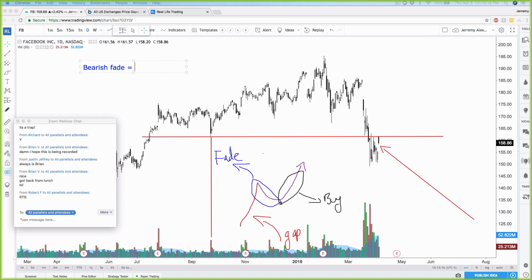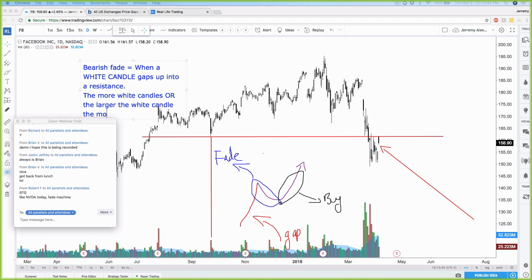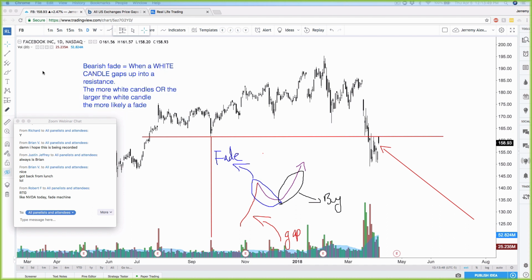A bearish fade is when a very specific white candle gaps up into a resistance. The more white candles, or the larger the white candles, well, I could just say bullish candles. The more white candles or the larger the white candle, the more likely a fade. So that's what I refer to as a bearish fade. And sometimes I'll slip up and call it a bullish fade by accident, but that is a bearish fade.